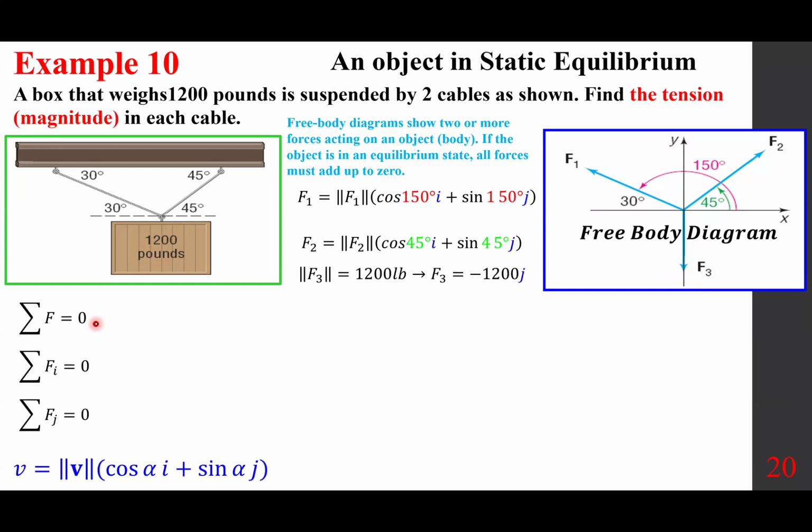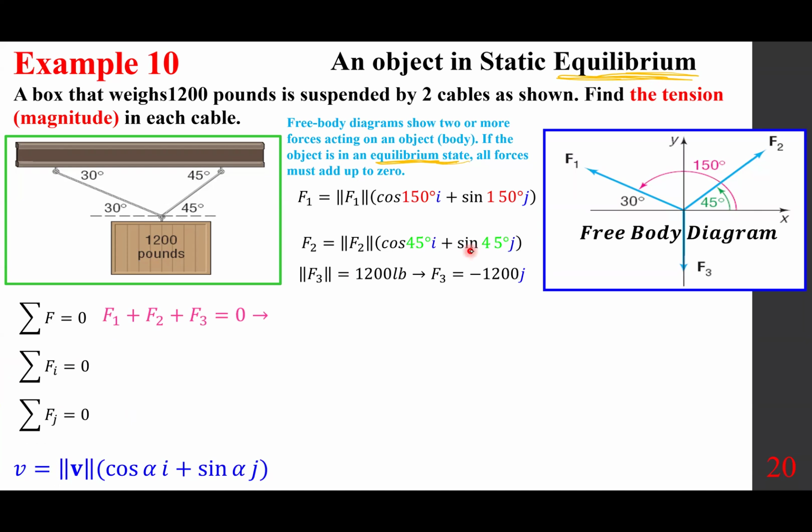Now, the summation of F is 0. That means if you add them all up it is 0. The summation of F along the i direction, the x direction, and the summation of F along the j direction, the y direction, must also be 0. Why? Because it's the equilibrium state. That's in physics. So set them all equal to 0.